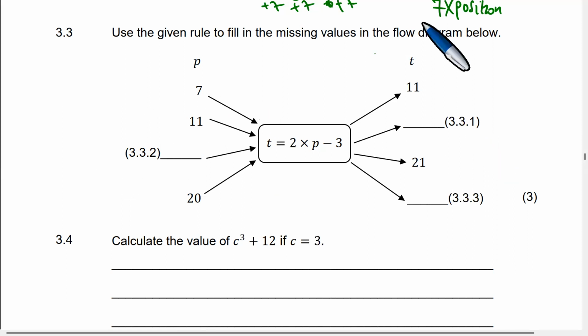So 7 becomes 11 because if you take 7, it's P. What is 2 times 7? 14. Minus 3, 11. Now let's deal with 11. What is 2 times 11? 22. Minus 3? 19. 19, I agree.